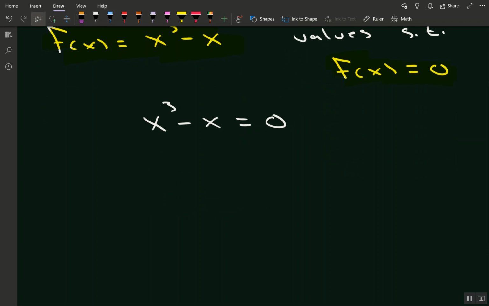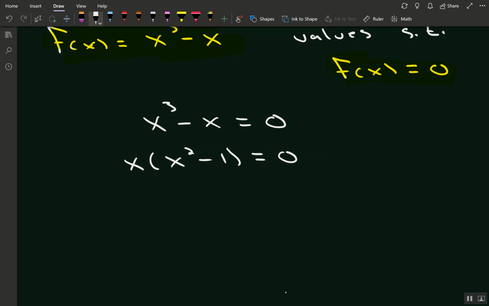Now there's a couple ways you can solve this. The first thing you want to notice is that they have like terms. So in terms of having an x, they both have an x. This one is a power of 3, this one's a power of 1, they don't really write that. And of course, we should know to factor out an x, and we're left with x squared minus 1 is equal to 0.